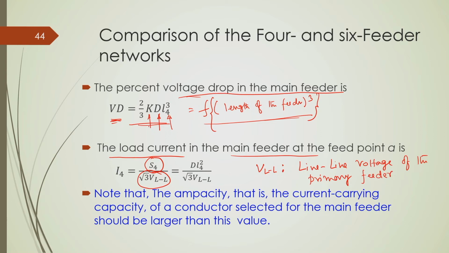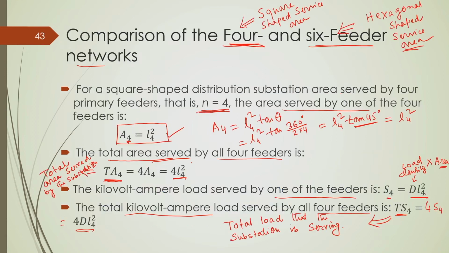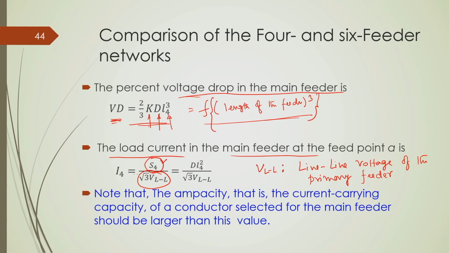Okay. Now, if we put the expression S 4 here, S 4 already we determined in the last slide, that S 4 is equal to d L 4 square. So, if you replace this S 4 over here, you will get the expression that shows how much load current the main feeder is carrying. So, this I 4 is basically the load current that the feeder carries.